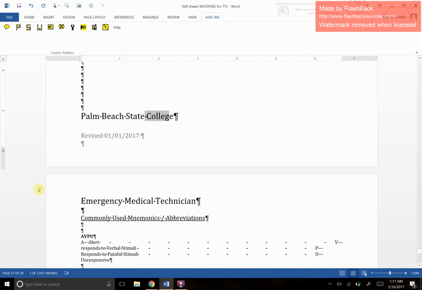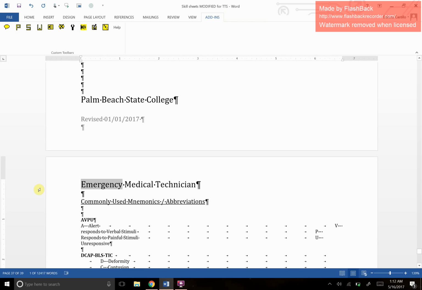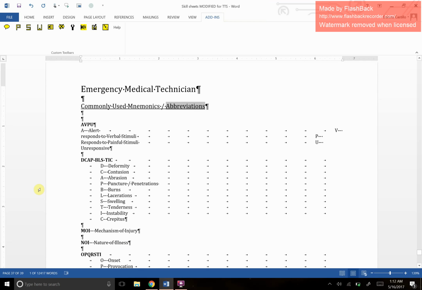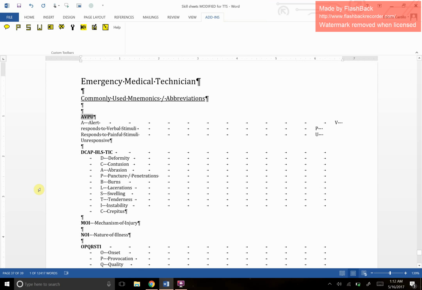Palm Beach State College. Emergency Medical Technician. Commonly used mnemonics and abbreviations. AVPU. A. Alert. V. Responds to verbal stimuli. P. Responds to painful stimuli. U. Unresponsive.